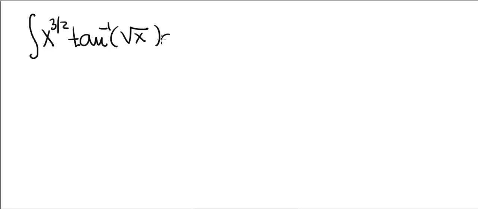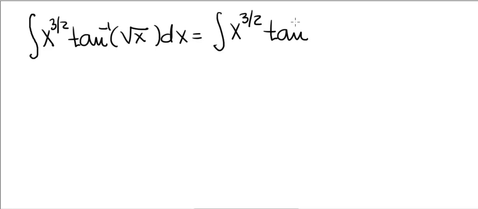We're going to evaluate the integral of x to the 3/2 times inverse tangent of square root of x. So first, let's use exponential notation here and rewrite this as the integral of x to the 3/2 times inverse tangent of x to the 1/2. We're going to use integration by parts.